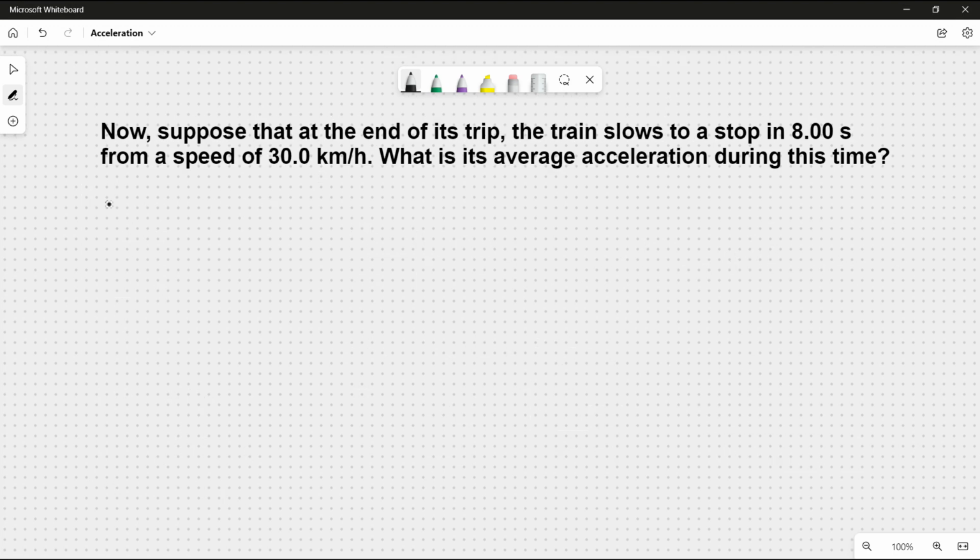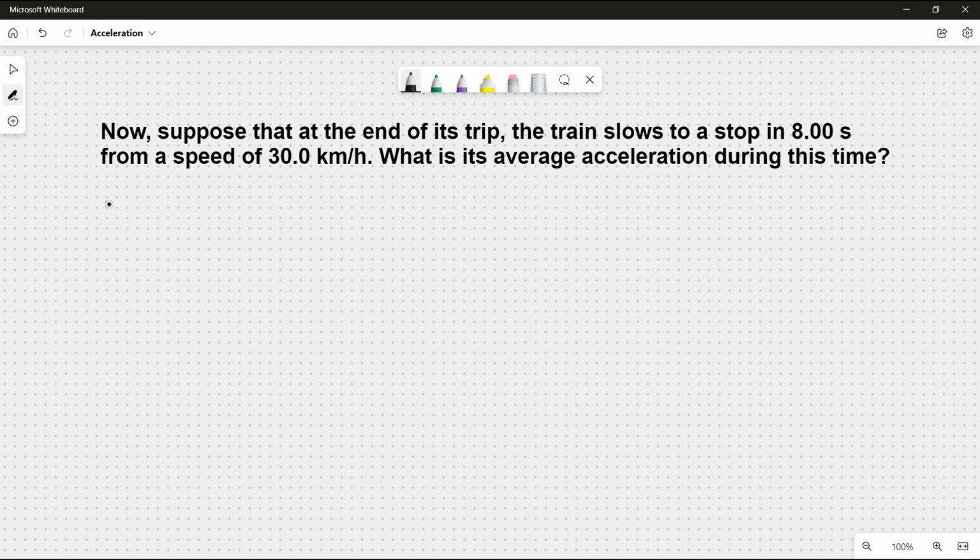Now, suppose that at the end of its trip, the train slows to a stop in 8 seconds from a speed of 30 kilometers per hour. What is its average acceleration during this time? As in the previous example, we must find the change in velocity and change in time, then solve for acceleration.